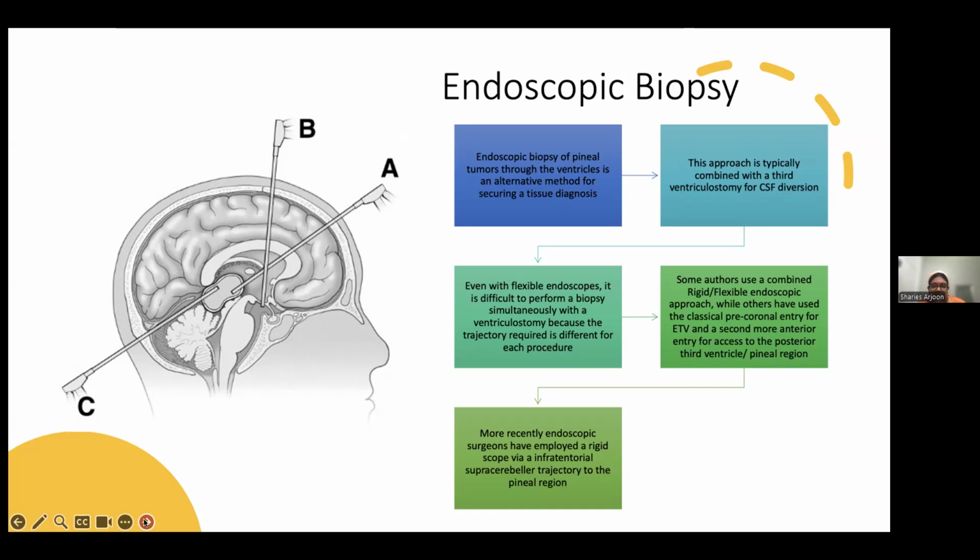while others have used the classic precoronal entry for the ETV and a second, more anterior entry for access to the posterior third ventricle and the pineal region. More recently, endoscopic surgeons have employed a rigid scope via an infratentorial supracerebellar trajectory to the pineal region.